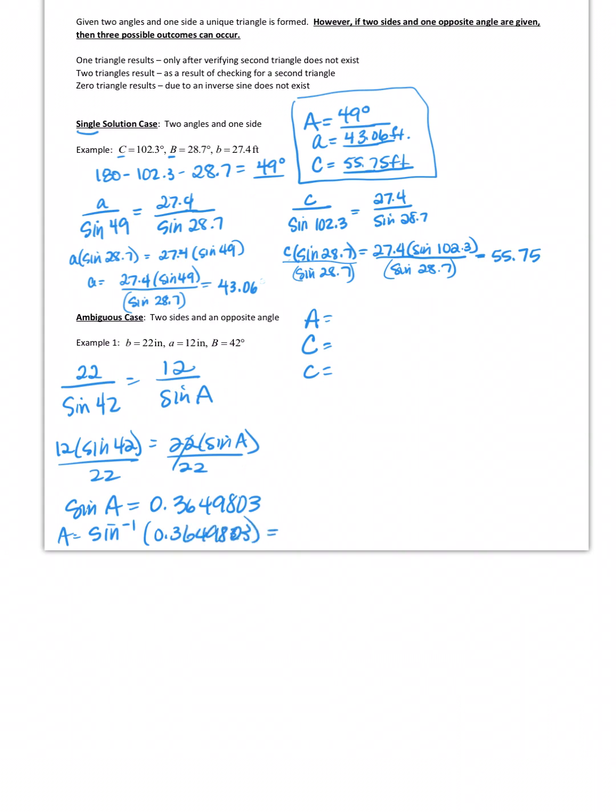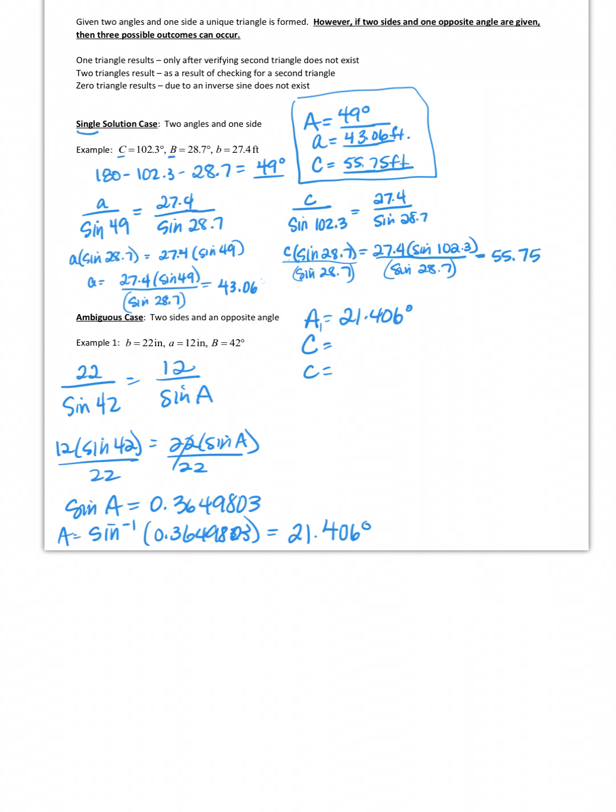Just keep that all tracking in your calculator. So this comes out to be an angle of 21.406 degrees. Okay, great. So angle A is 21.406 degrees. Now the question is, is this just one of two different angle A's, or is there only one triangle solution?